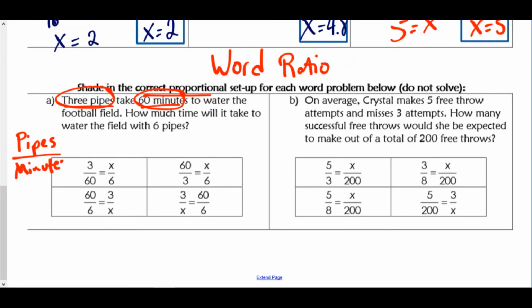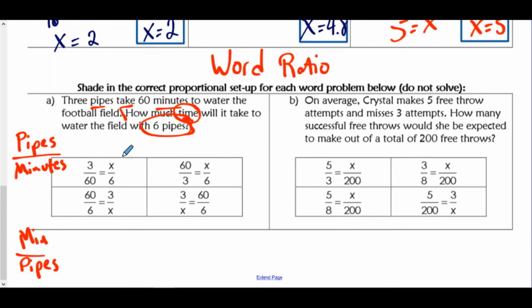You could also say time. I'd prefer to actually use those units there. 3 pipes, 60 minutes. Those 2 units are going to set up my ratio. It could also be flipped upside down. It could look like this: minutes over pipes. Please don't directly jump to this based on that first sentence. The question will really drive this word ratio. How much time, how many minutes will it take with 6 pipes? That is what I'm looking for, so that's how my proportion needs to be set up.